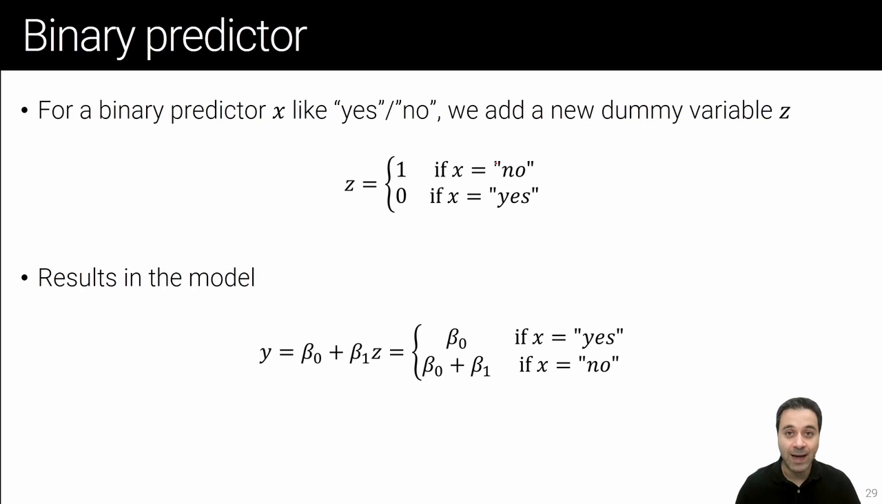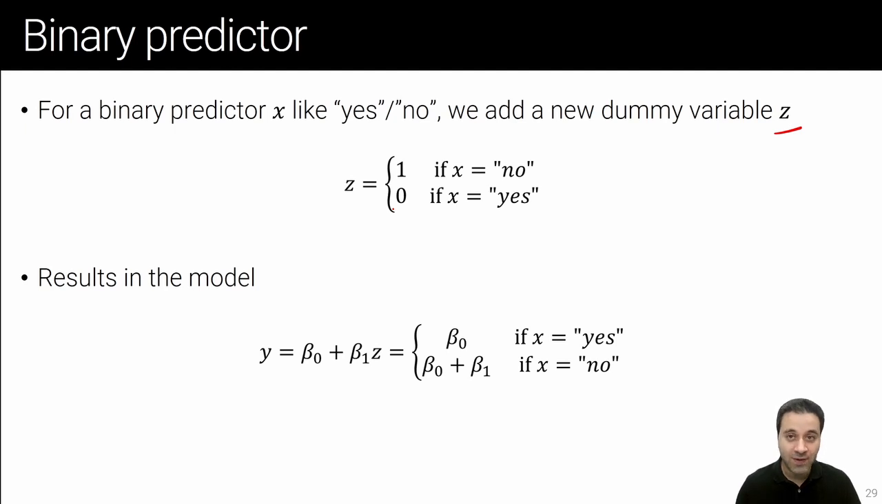Well, we do it by adding one dummy variable, let's call it z. And that z is going to have only two possible values, either 0 or 1. What we do is, if the observation has x equal no, then we have z equal 1. And if the observation is yes, then we're going to have 0. The other way around would work the same.